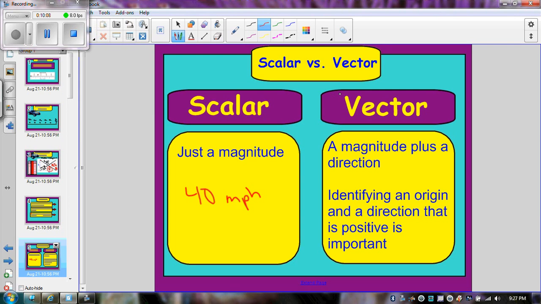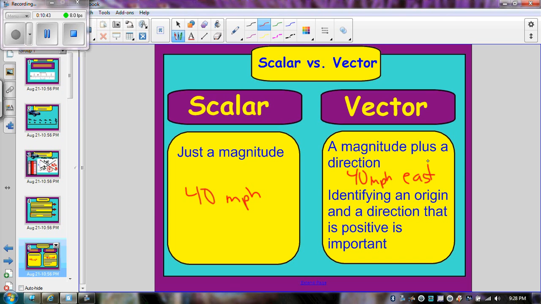However, a vector quantity is a magnitude plus direction. And that means it's identifying an origin and a direction from that origin. Typically, the origin going to the right and up is positive, but you have the ability to decide what you want to make positive. And we'll talk more about that later. So for example, a vector quantity would be if I said I was going 40 miles per hour east. In this case, not only have I established a magnitude, which is 40, but I've also told you direction, which is east.